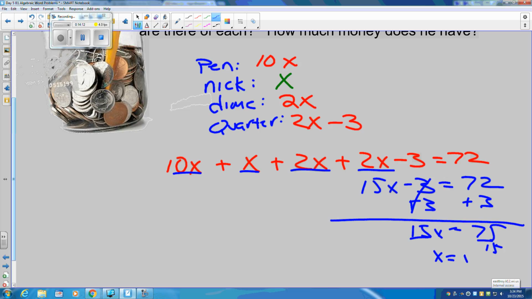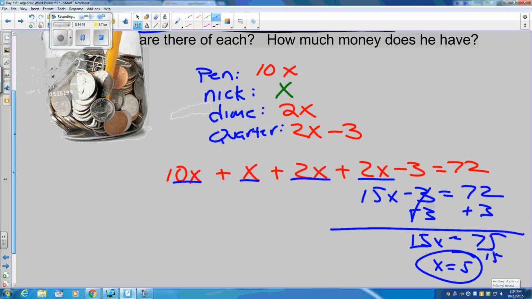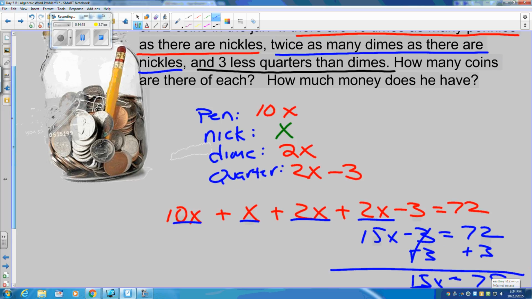And x equals 5. Now again, that's not the answer to our problem. That just tells me what x is. So I'm going to put 5 into each one. If I put 5 into this, there are 50 pennies. If I put 5 into this, there are 5 nickels. If I put 5 into this, there are 10 dimes. And if I put 5 into this, 10 minus 3, there are 7 quarters. So how many do we have of each? 50 pennies, 5 nickels, 10 dimes, and 7 quarters.